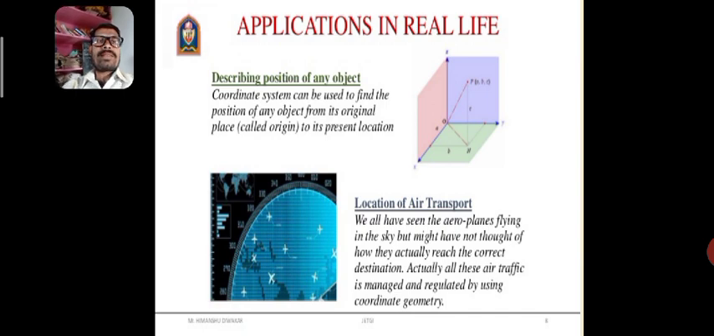A coordinate system can be used to find the position of any object from its original place, called the origin. That is the intersection of two lines, the axes. The intersection of two perpendicular lines gives the origin, position 0, 0, for its present location. We can use that one.